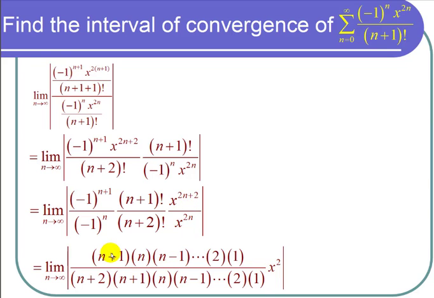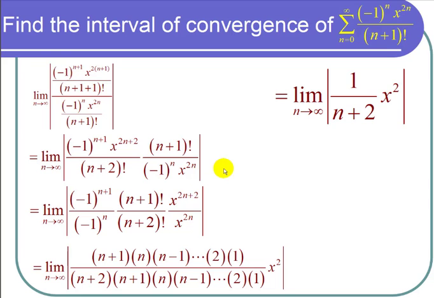So now I can just cancel. The n plus 1's cancel, the n's cancel, the n minus 1's cancel. The 2's cancel, the 1's cancel, everything cancels except the x squared is left. I'm left with just a 1 in the numerator if everything cancels. And the n plus 2 never cancels, so that's going to stick around. So I'm left with the limit as n goes to infinity of 1 over n plus 2 times x squared in absolute values.